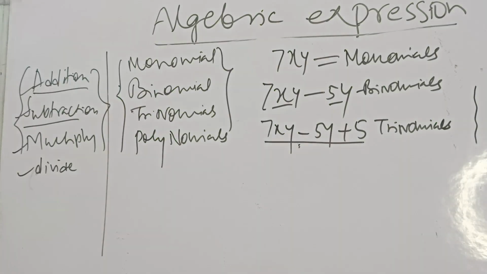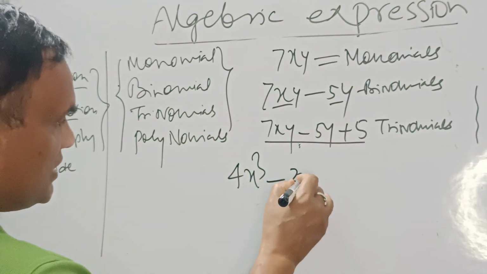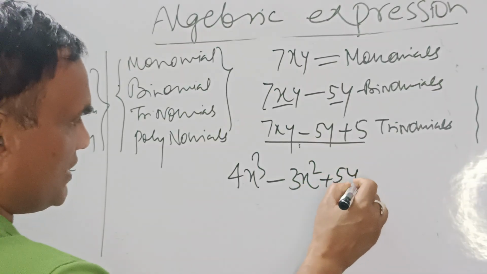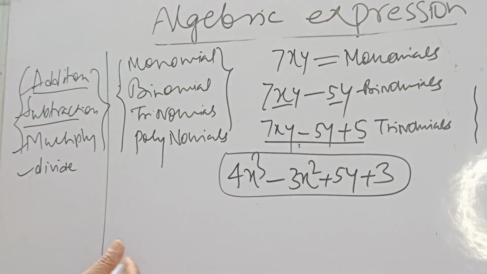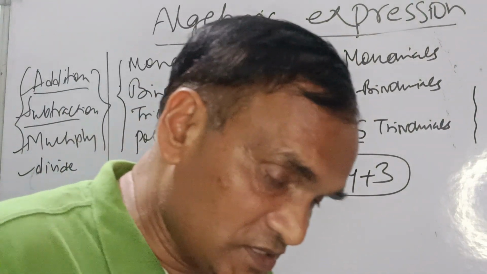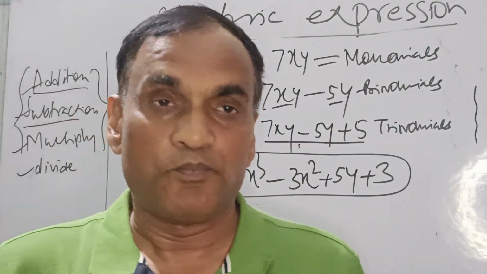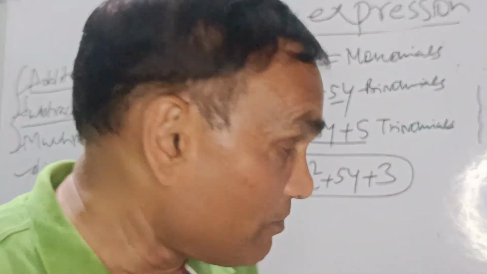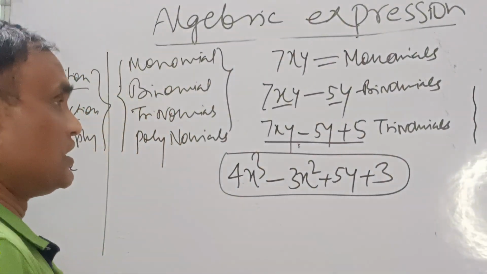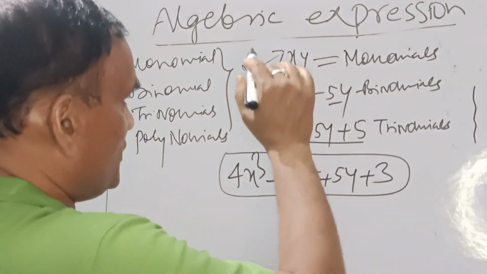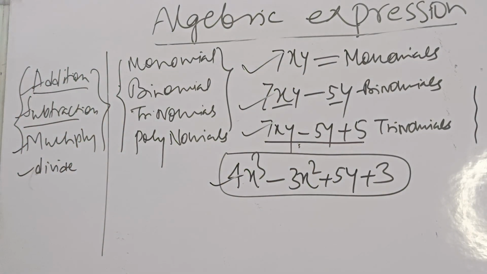It is a trinomial. Now polynomial. Suppose 4x cube minus 3x square plus 5y plus 3. It means you can say that if there are more than 3 terms, that will come under polynomial, right? Okay. And the powers are different: 3 power, 2 power, polynomial, right? So with this we have covered monomials, binomials, trinomials and polynomials. Is it clear now? Okay.